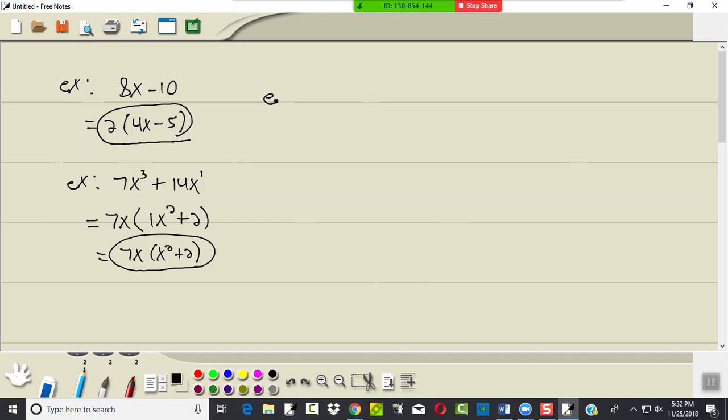Now for grouping, let's see here. So we got 2ac minus 2ad plus BC minus BD.